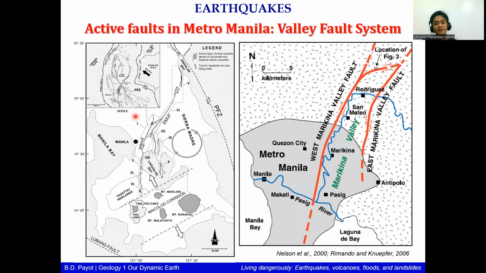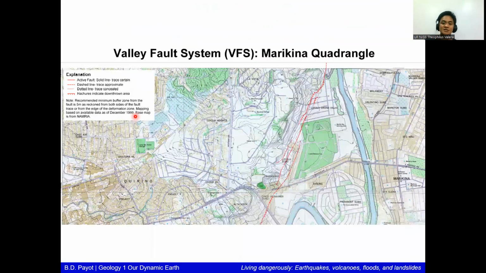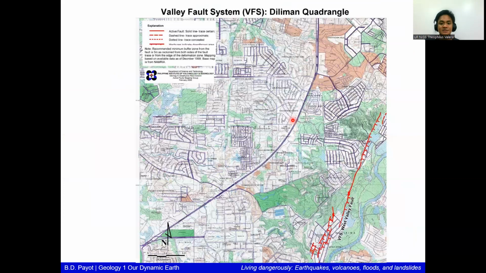And as we've seen in the past, it can be very deadly, yung sudden flooding na yan. Yeah, so Valley Fault System, from Marikina Quadrangle, UP Diliman, Loyola Heights is here, La Vista is here. So UP Diliman is just north of this. Dito lang siya. Ito yung CP Garcia. So ito na yung Diliman. Relatively malapit tayo sa West Valley Fault or Valley Fault System.